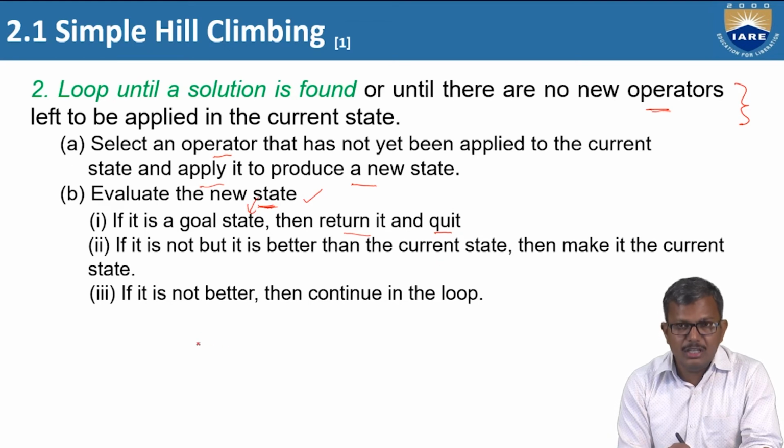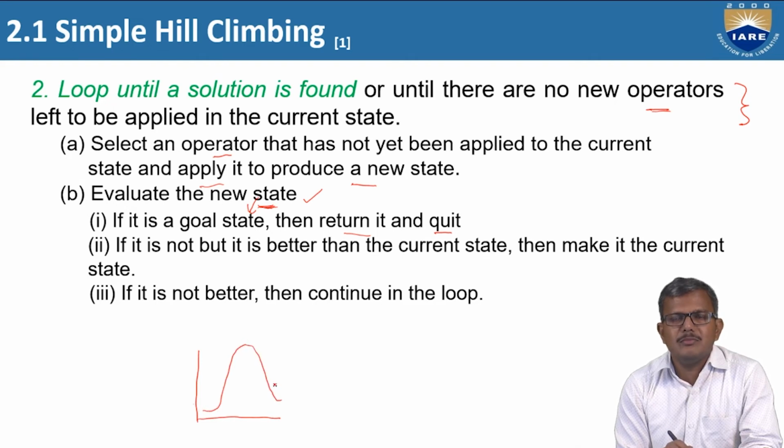So how will it be? As it is hill climbing, let us take one simple example. For example, this is a hill. For example, this is your initial state. What you have done? You applied an operator. When you applied an operator, what happens? It is going to generate a new state for us.